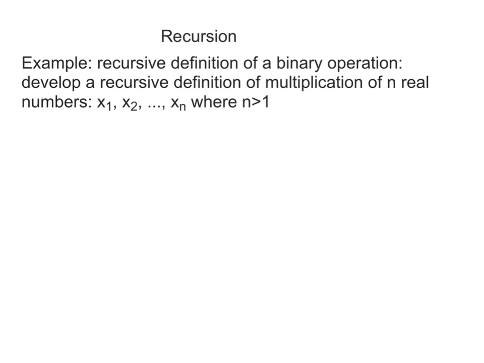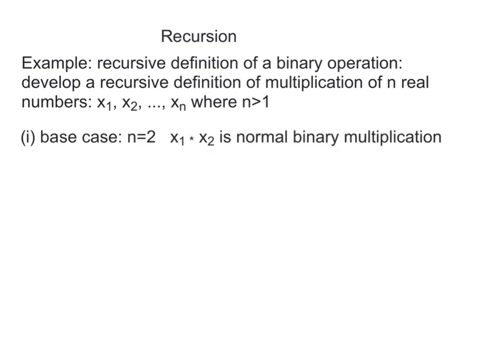Another example of when a recursive definition can be used, we have develop a recursive definition of multiplication of n real numbers, x1, x2, all the way to xn, where n is greater than or equal to 1. So it is most likely obvious to you how to multiply n real numbers now, but you have to go back and think about when you first learned how to multiply. It may not have been obvious to you how to multiply 2 times 3 times 4. You would have known how to multiply 2 numbers at a time, but maybe 3 numbers might have been a little more mysterious.